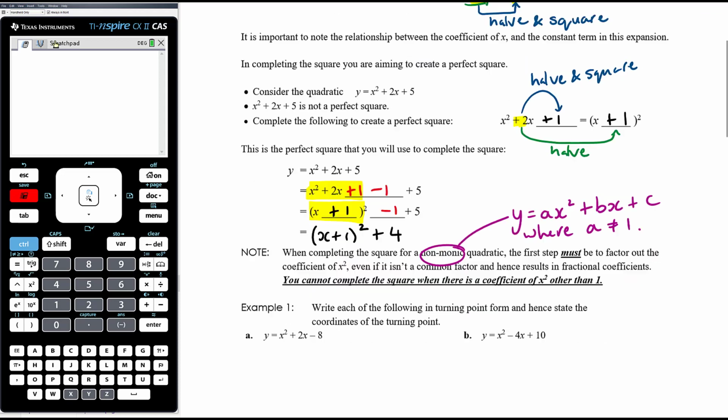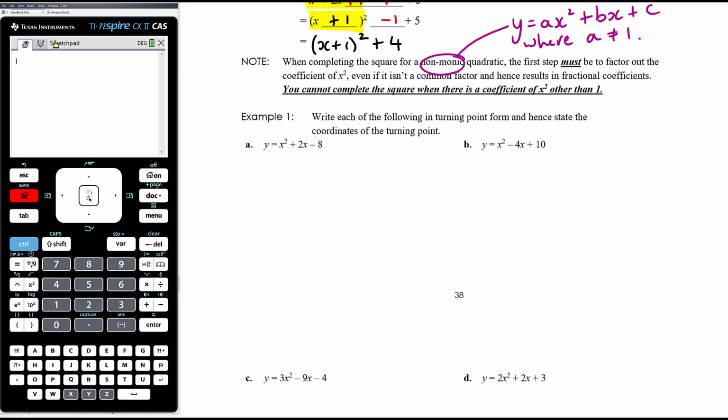Okay, so let's just work our way through a series of examples here to just practice and review that. Write each of the following in turning point form and hence state the coordinates of the turning point. Okay, so we want to have a look at this first example, part A. So we're thinking about that plus 2. If we were to halve and square that, it is not negative 8, so this is not a perfect square. So let's create that perfect square. So I'm going to leave the x squared plus 2x. The negative 8's not helping. I'm just going to write it over here and worry about it later.